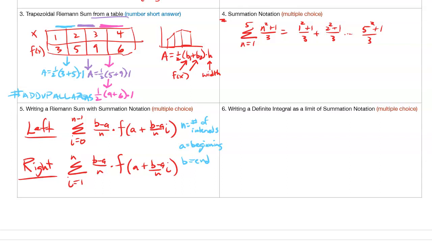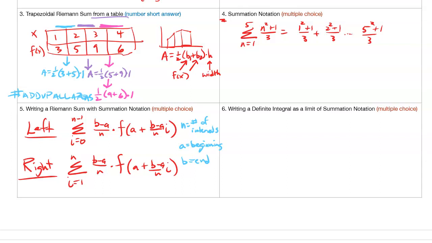And midpoint one is even worse because this formula itself is even different. And I think that's why AP doesn't want you to learn it, because these two formulas are the same, you just change the bounds. And then question 6, again multiple choice, but it goes off of question 5, is writing a definite integral as a limit of summation notation.